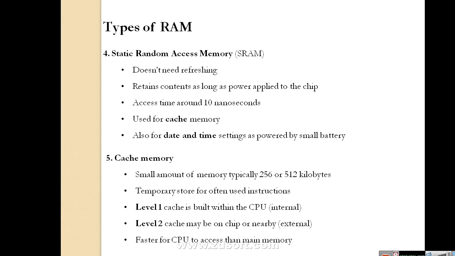Small amount of memory, typically 256 or 512 kilobytes. Temporary store for often used instructions. Level 1 cache is built within the CPU. Level 2 cache may be on chip or nearby. Faster for CPU to access than main memory. Level 2 cache is external and level 1 cache is internal.